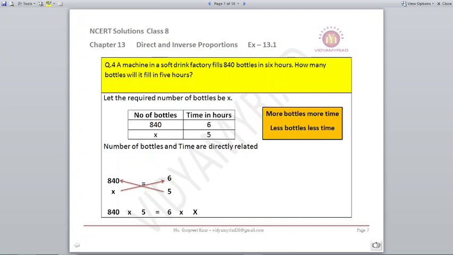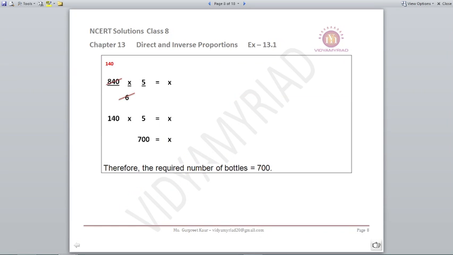So let us assume it as x. Time is given as 5. So since it is a direct proportion case, which means that when more bottles, more time will be taken, less bottles, less time will be taken. So according to this table, we need to find out the number of bottles when time is reduced from 6 to 5. So the number of bottles will also be reduced. So what we are going to do is just cross multiply, and after that you will see x comes out to be 700. So the number of bottles required will be 700.